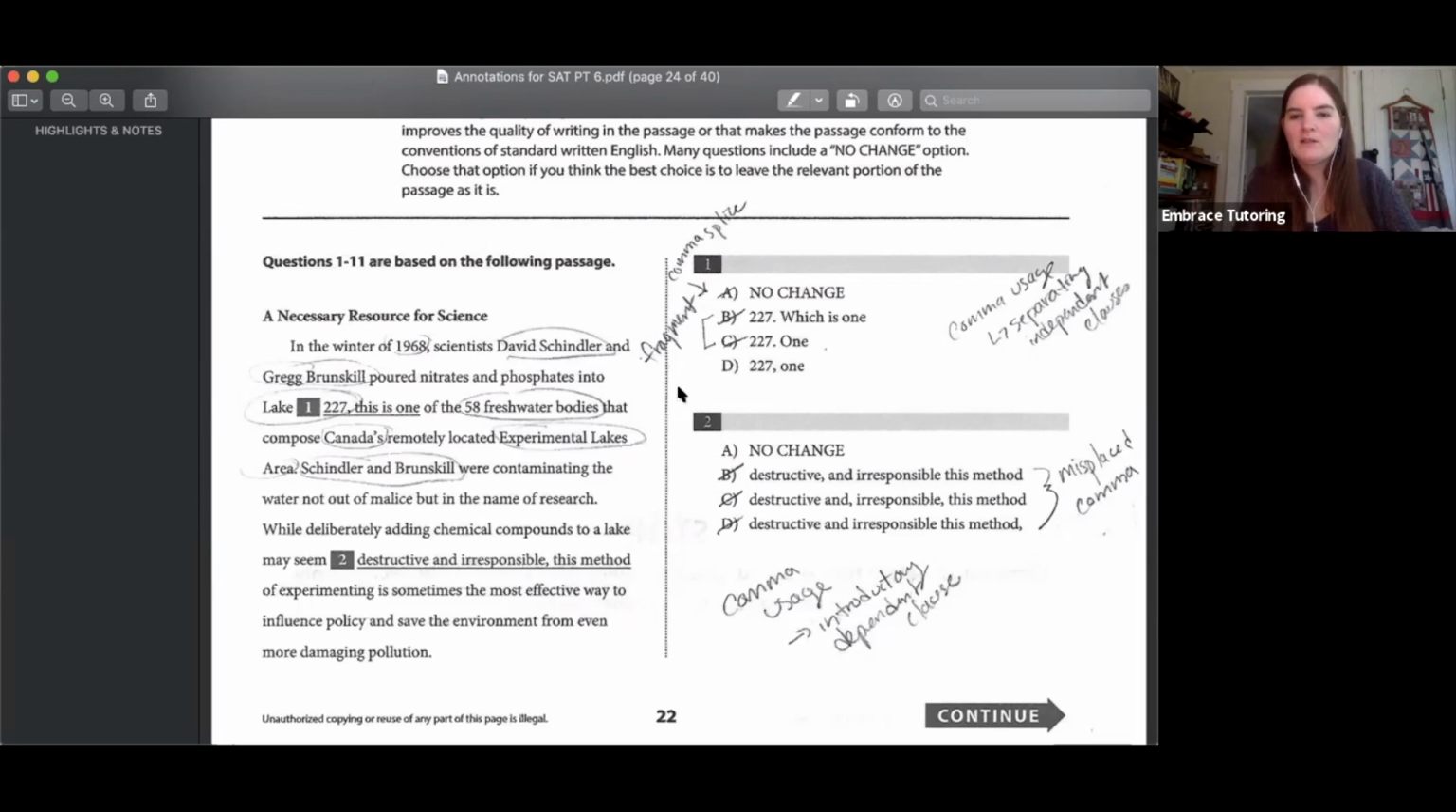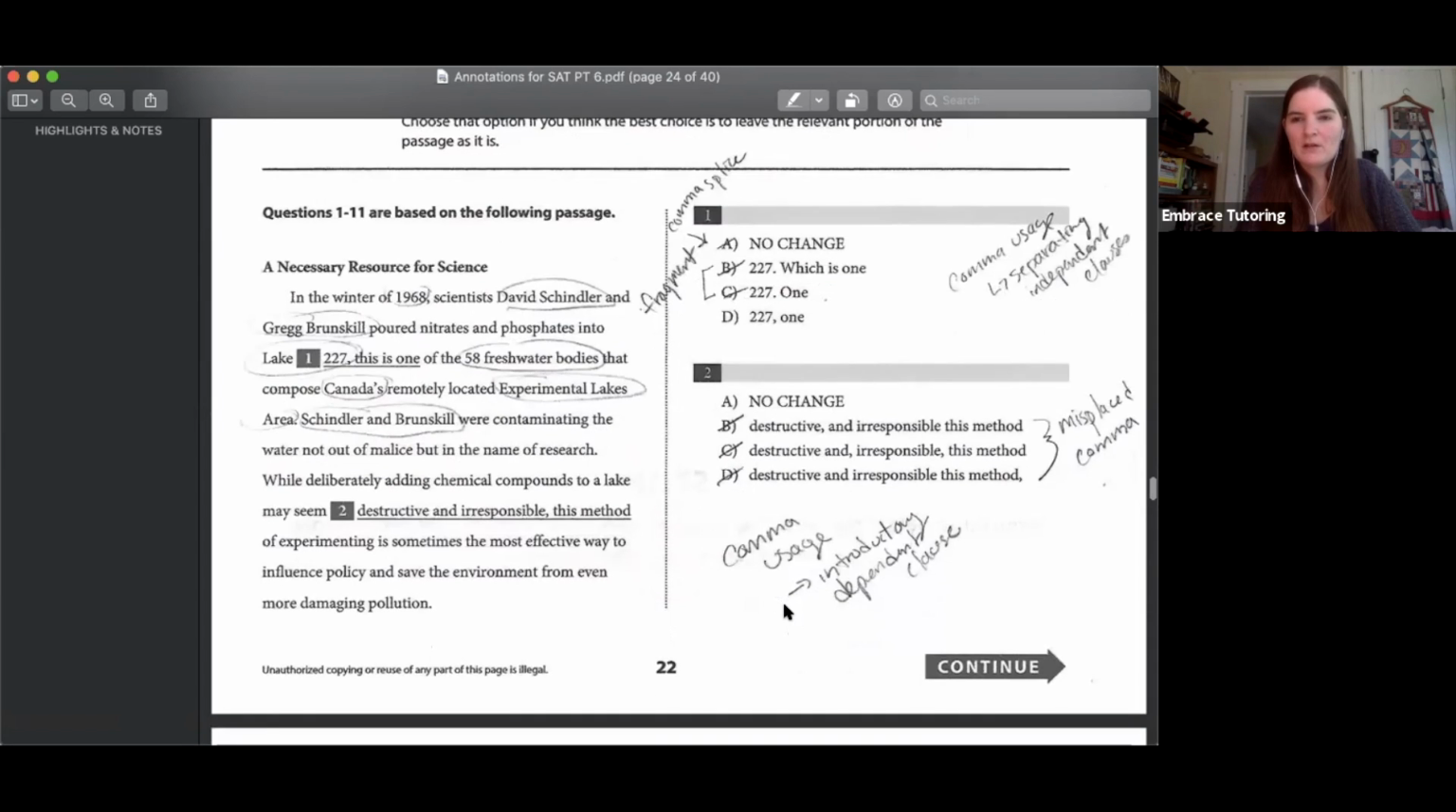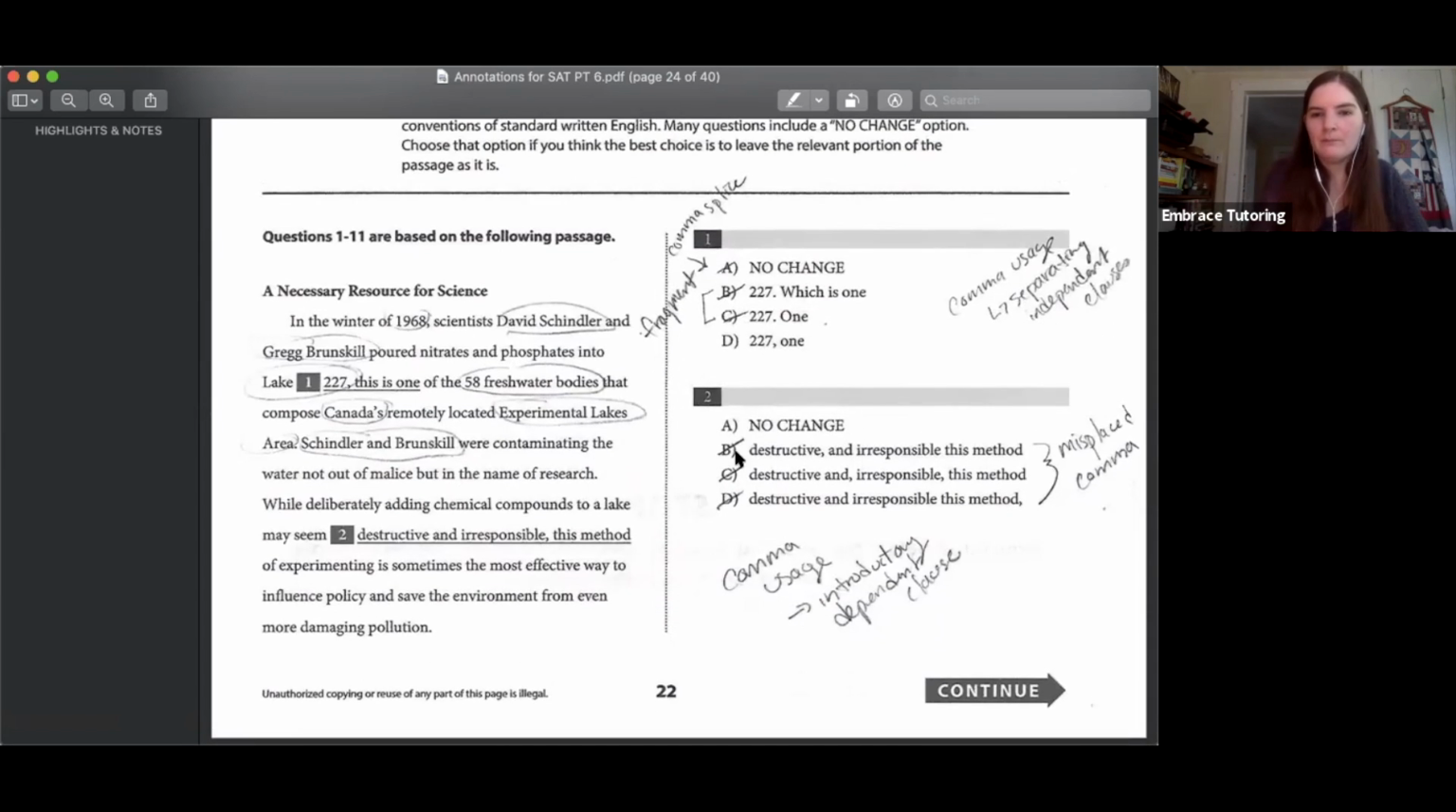Okay. Question 2, I'm not going to go through everything. I only want to go through a few more examples here, and we're going to look at math. But we have comma usage again, dealing with introductory and dependent clause. So you have 3 examples of a misplaced comma. So the comma is in the wrong position.